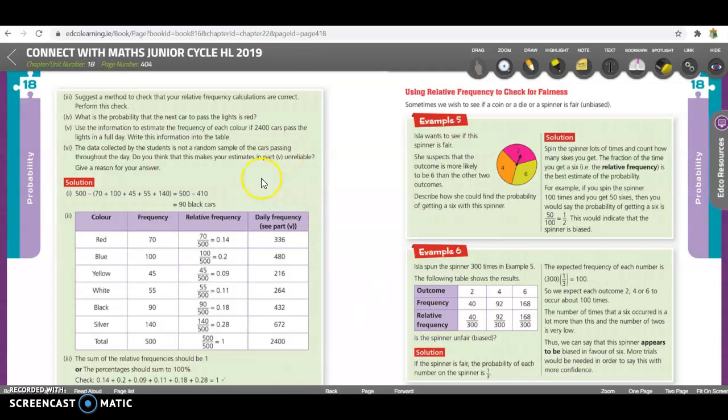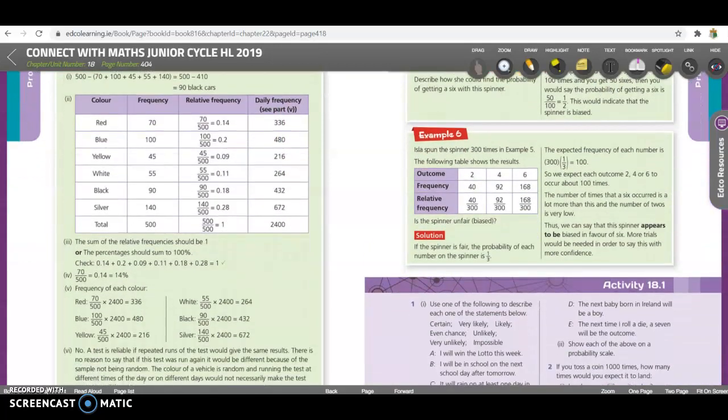So if 14% of the cars that went by were red, then I would guess that out of the 2,400 cars that are going to pass in a full day, 14% will also be red. So 2,400 multiplied by 14% is 336. I said that 20% or 0.2 of the cars are blue. So of the 2,400 cars multiplied by 20%, I would predict that 480 of those will be blue. Do that the full way down, and then they should add to 2,400. The calculations are done further down in the example.